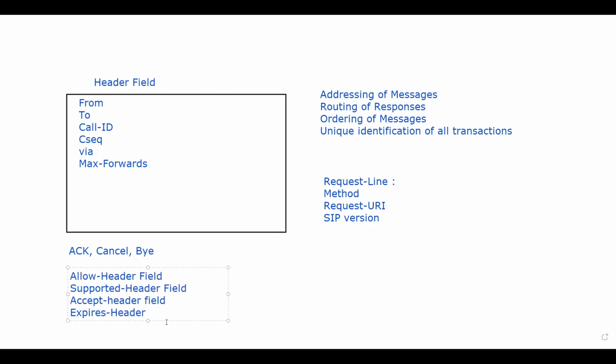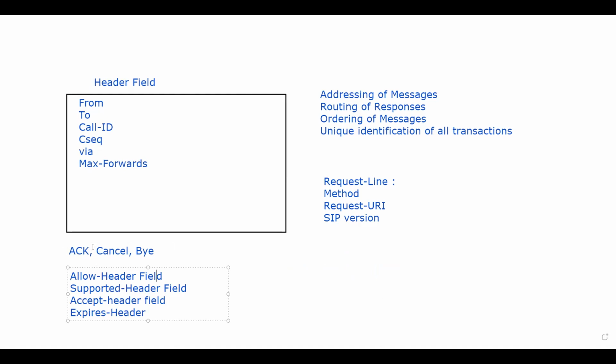Why am I writing all these down? Because I'm going to show you all these header fields in my upcoming slide as well. I have a tree for just the INVITE message, where you will see From, To, Call ID, CSeq, Via, Max-Forwards, and ACK, CANCEL, BYE. Not ACK, CANCEL, BYE actually, that is not a part of the INVITE message.